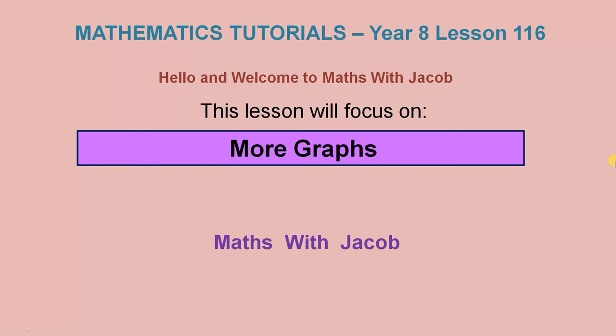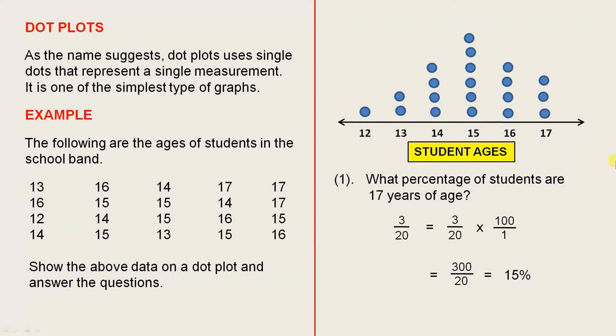This lesson will focus on more graphs. Firstly, we'll look at dot plots. As the name suggests, dot plots use single dots that represent a single measurement. It is one of the simplest types of graphs.